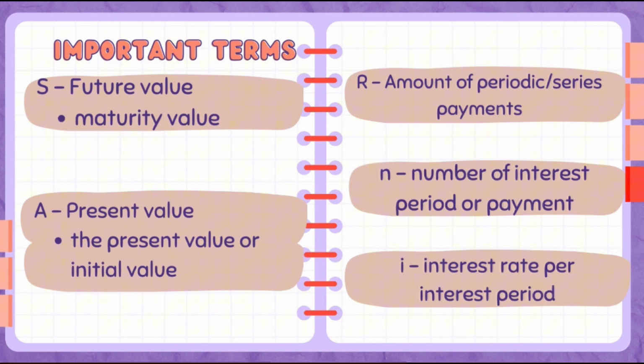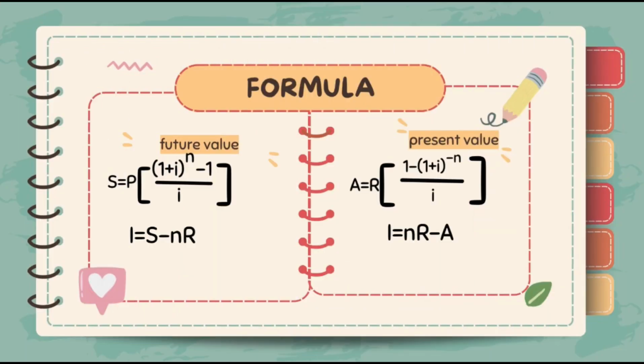S is future value, that means maturity value. A is present value or initial value. R is the amount of periodic or series payment. N is the number of interest periods or payments. I is the interest rate per interest period. There are two related formulas of annuity.